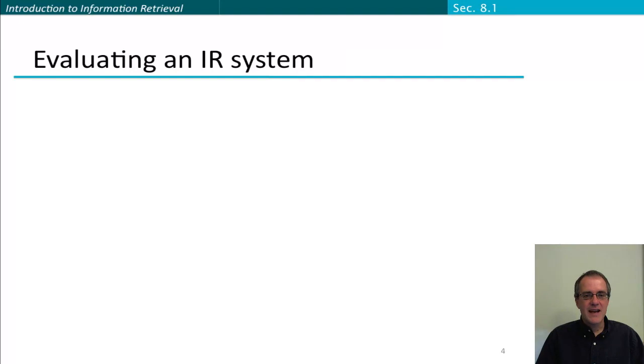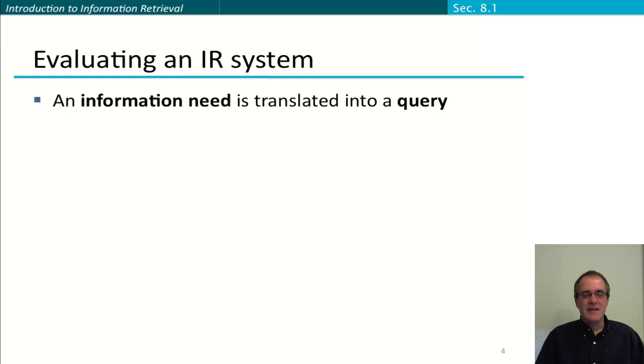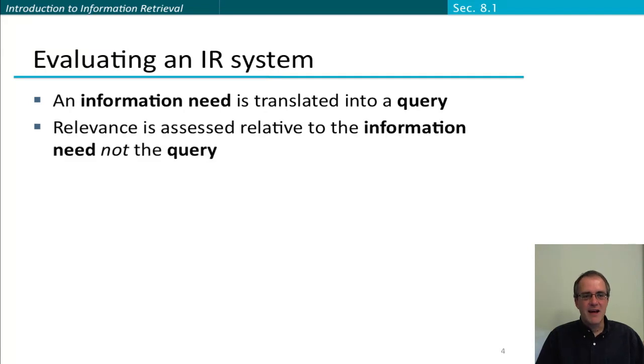I mentioned this right at the beginning, but just to reiterate once more, when evaluating an IR system, we evaluate with respect to an information need. So an information need is translated into a query, and that's what the IR system actually runs. But relevance is assessed relative to the information need, not the query.